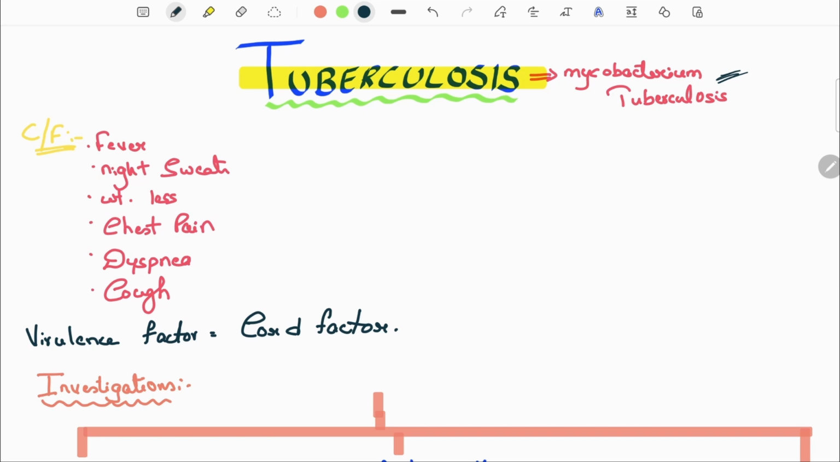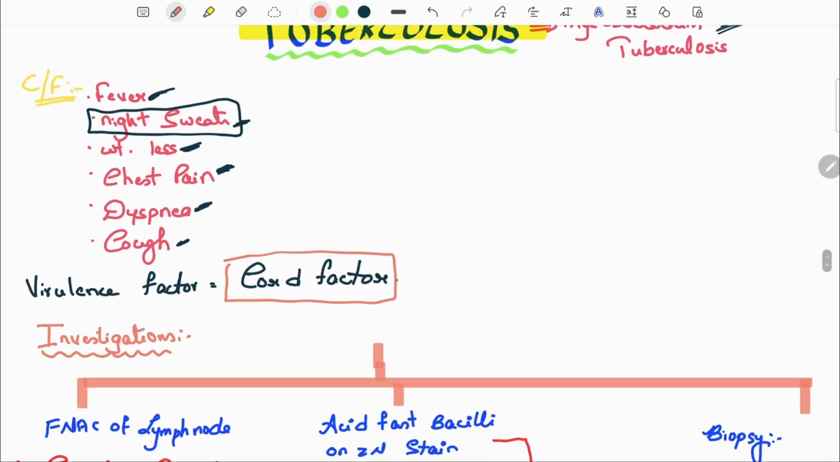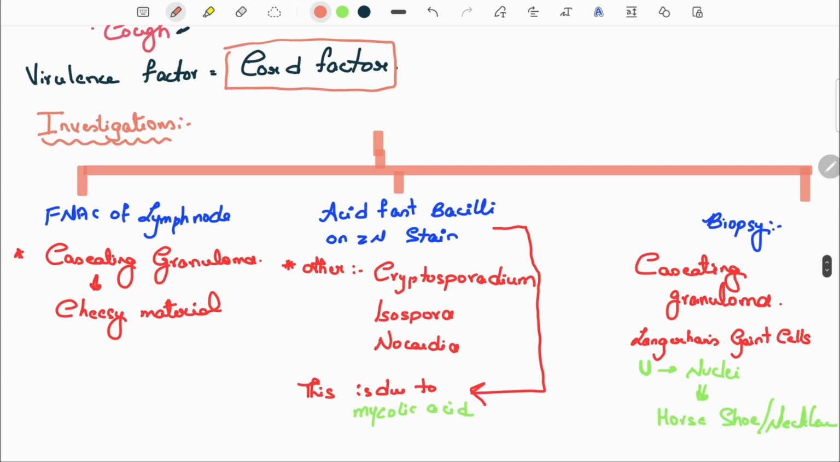A patient came to you with fever, which is very common in many diseases, weight loss, chest pain, dyspnea, and cough. With these, if the person is having night sweats, make sure that you suspect tuberculosis, because the person is having weight loss along with the night fevers, chest pain, dyspnea. These are the clinical symptoms for tuberculosis, and the most virulence factor we can observe here is cord factor.